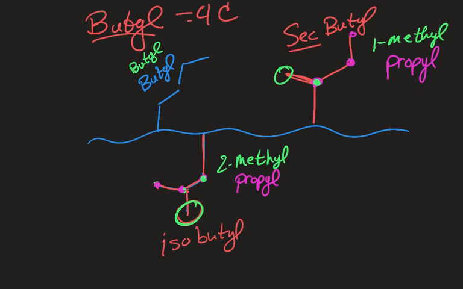This is a branch coming off of the main chain. So let's say this was a decane or something like that, 10 carbons long, okay? So if the blue part is decane, the name would come out with butyl, sec-butyl, and isobutyl, or it would come out with butyl, 1-methyl propyl, and 2-methyl propyl. Those would be the 2 different ways we would name it.